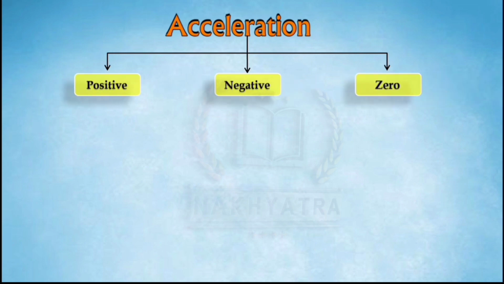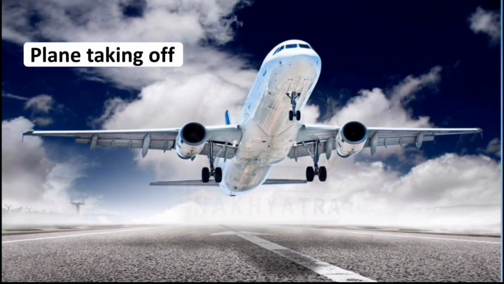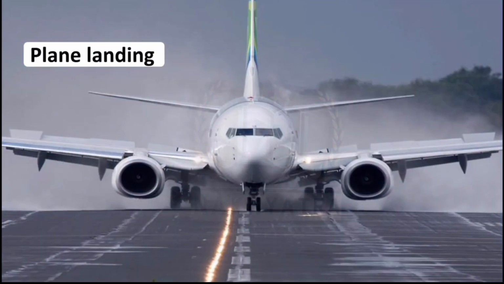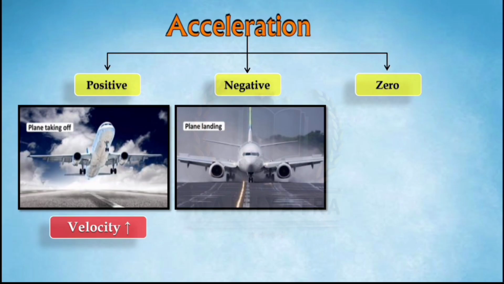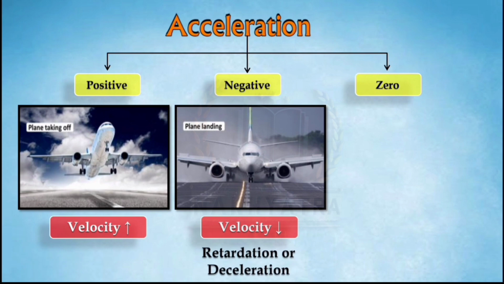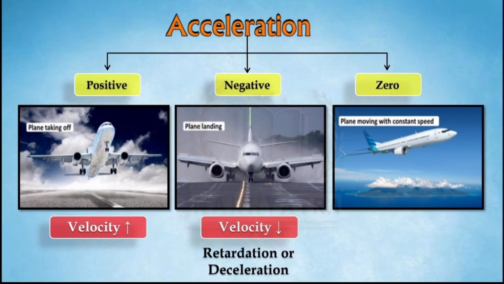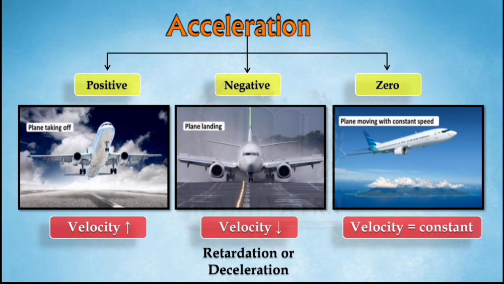Now see, when the acceleration is positive, for example when a plane is taking off, the acceleration is positive because here the velocity increases. When the acceleration is negative, at the time of a plane landing, the acceleration is negative because here the velocity decreases, or you can say there is retardation or deceleration. When a plane is moving with constant speed, the acceleration is zero. Here the velocity is constant.